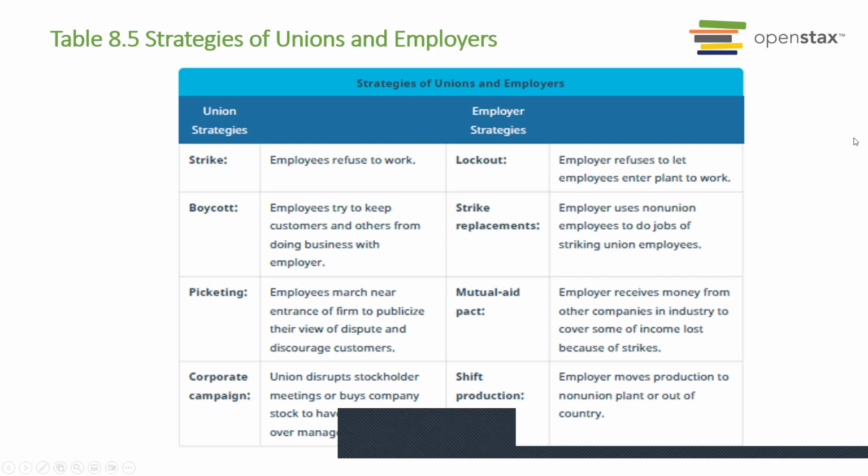And some strategies of unions and employers. What are the union strategies here on the left? What are the employer strategies on the right? It can become adversarial, but hopefully unions and employers work amicably and not make it an adversarial process. But what it comes down to is money. That's the negotiation. It's always about money.